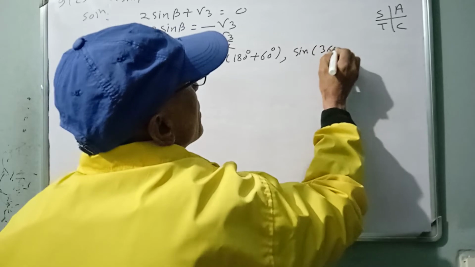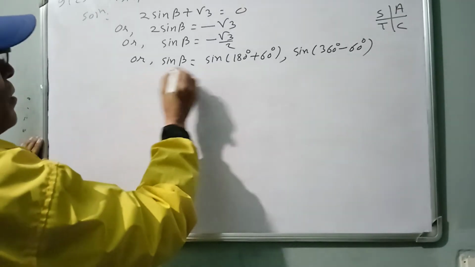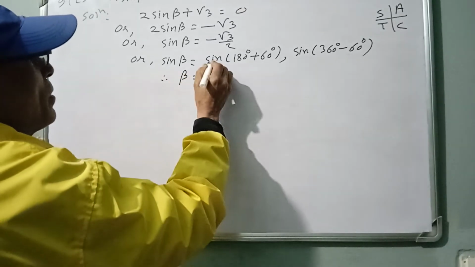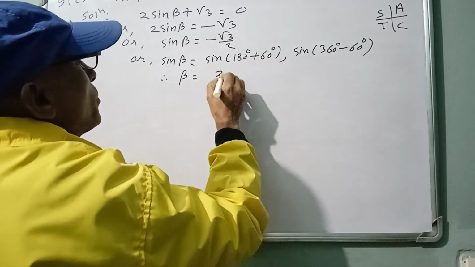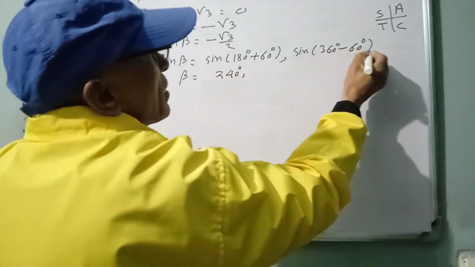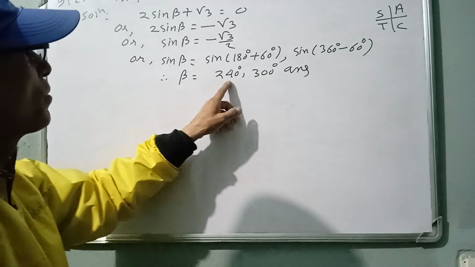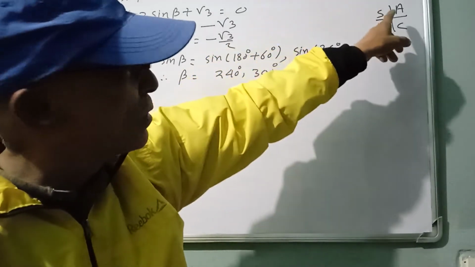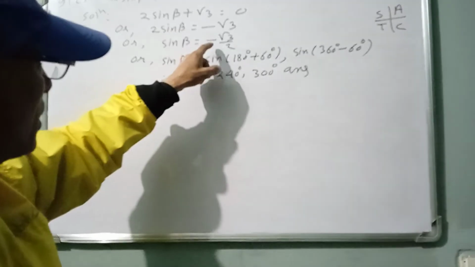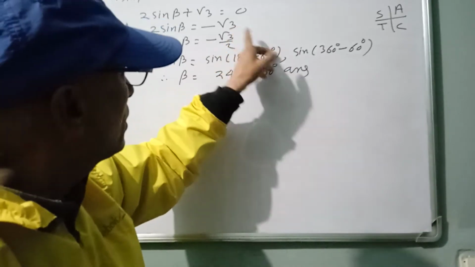In the fourth quadrant, write sine 360 degree minus 60 degree. 360 minus 60. Now therefore beta equal, sine cancel, 180 plus 60, 240 degree. 360 minus 60, 300 degree, answer. So beta equal 240 to 300 because beta is from 0 degree to 360.